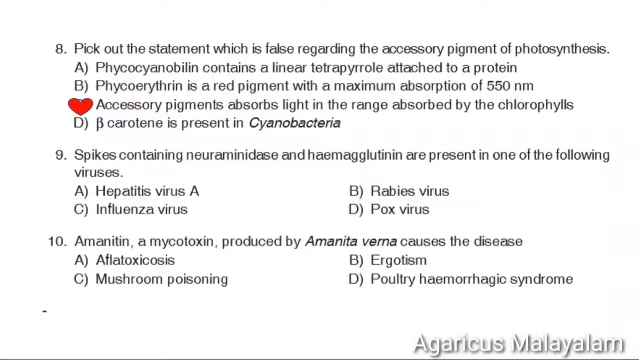Ninth question, spikes containing neuraminidase and hemagglutinin are present in one of the following viruses. Correct answer is option C, influenza virus. 10th question, amanitin mycotoxin produced by Amanita verna causes the disease. Correct answer is mushroom poisoning.